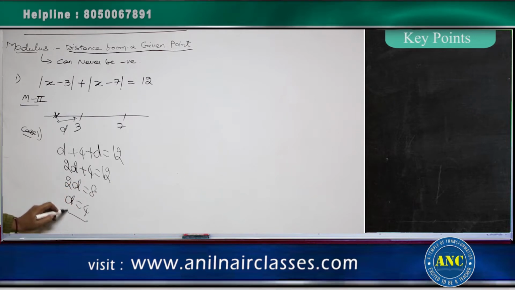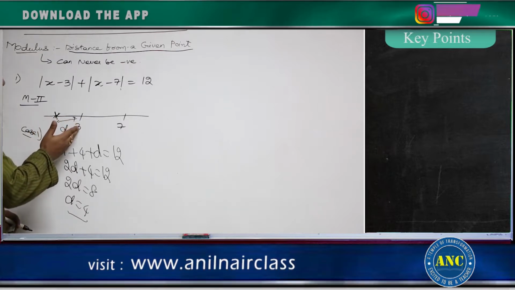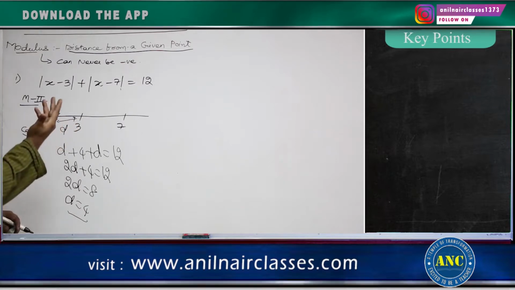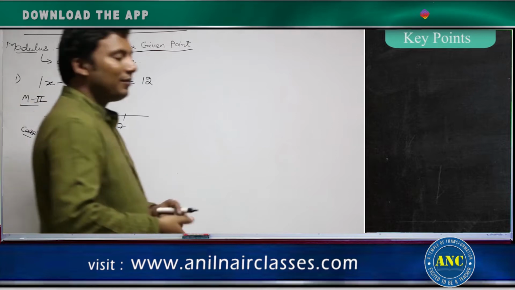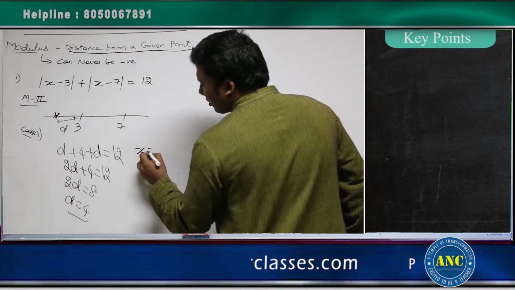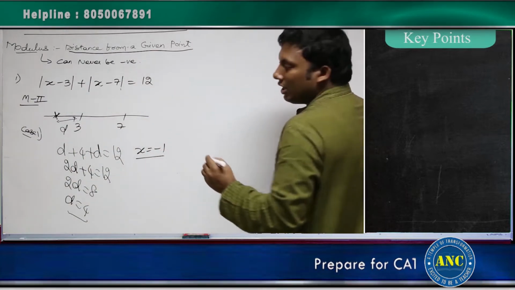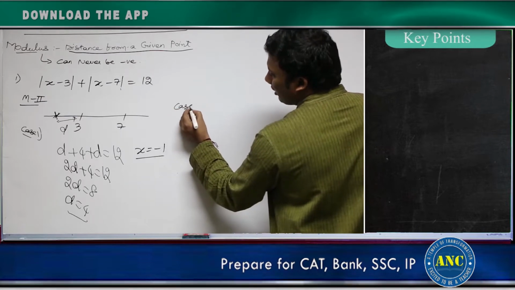That means this point is 4 units to the left of 3. 4 units to the left of 3 means what is the value? Minus 1.